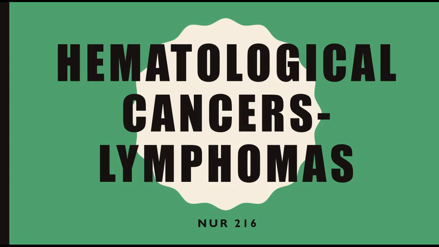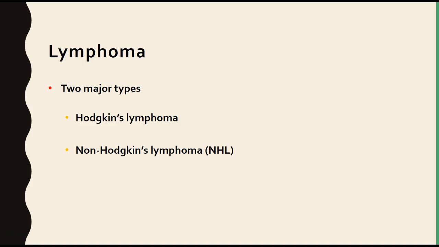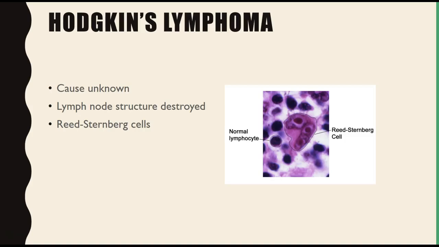All right, we're going to focus on our next type of hematological cancer, and it's going to be lymphomas. So lymphoma is another type of cancer with neoplasms originating in the bone marrow and the lymph system. There are two types of lymphoma. There's Hodgkin's lymphoma and non-Hodgkin's lymphoma, also called NHL. And so we're going to compare and contrast these types of lymphoma.